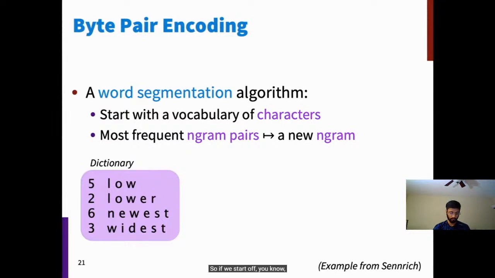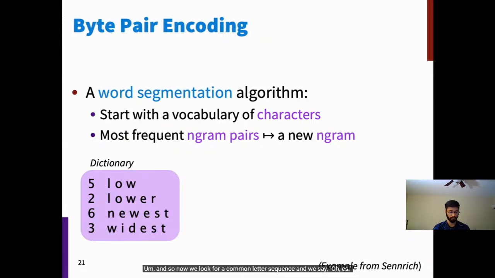So if we start off, we can take our text, I'll come back to this in a minute. Let's assume we have a text that has been divided into words, so we do have word tokens. And so we can represent it as a dictionary and say, here are some words with their frequency.